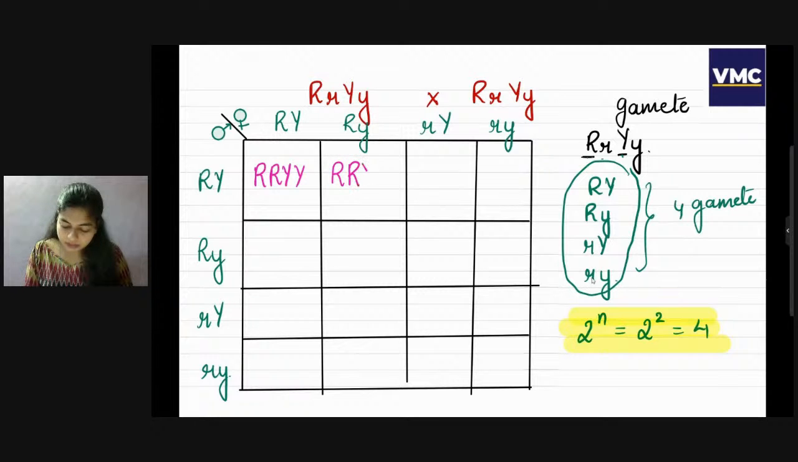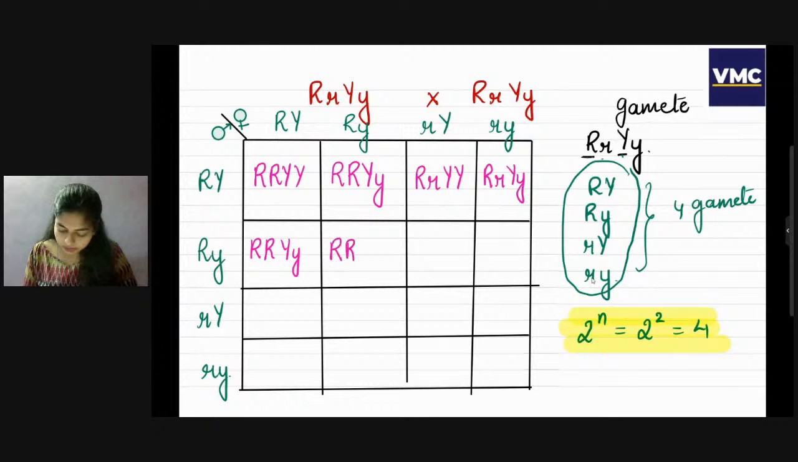Capital R, capital R, capital Y, small y. Always write the dominant first, then the recessive. Capital R, small r, capital Y, capital Y; capital R, small r, capital Y, small y. Okay, now look, you should also write this simultaneously. It will be good practice for you. Capital R, small r, capital Y, small y, then you have capital R, small r, small y, small y.